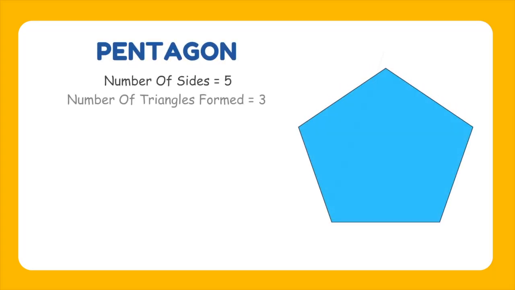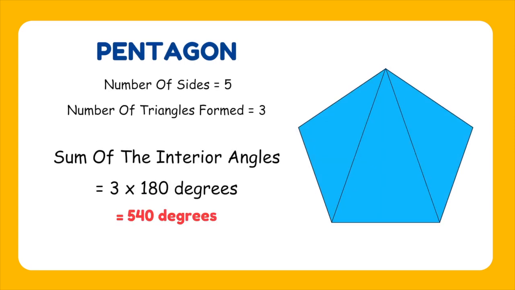Next, we have a pentagon. Number of sides is equal to 5. Number of triangles formed is equal to 3. Hence, the sum of the interior angles of a pentagon should be 3 into 180 degrees, which is 540 degrees.